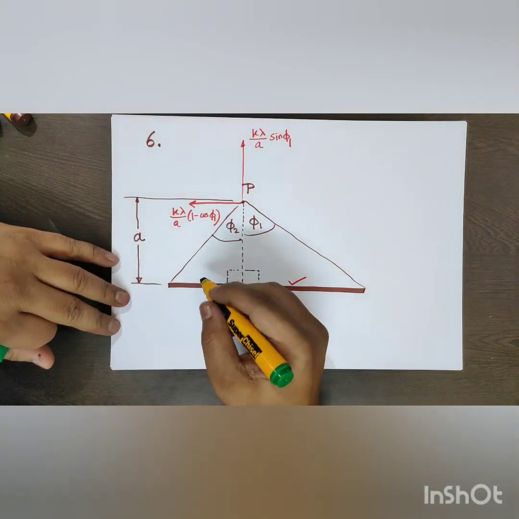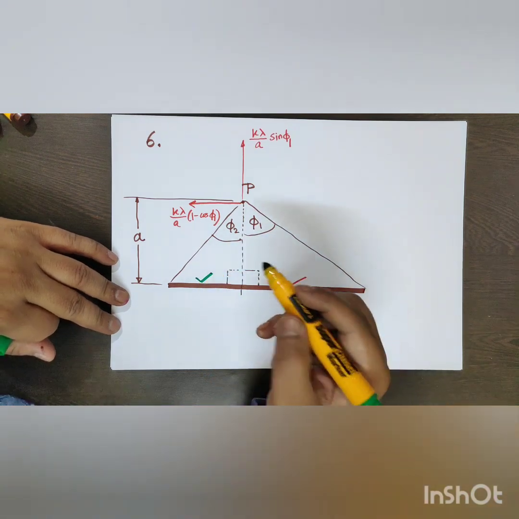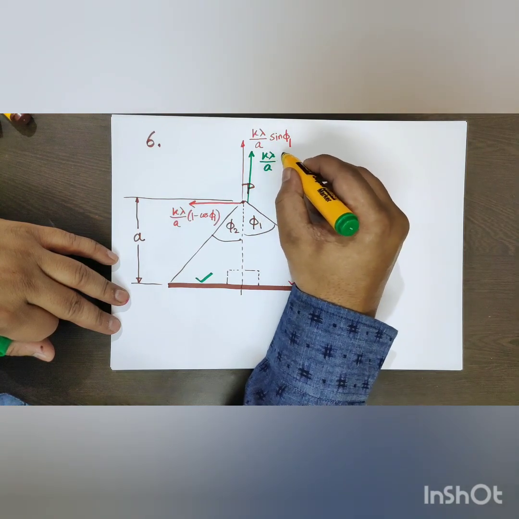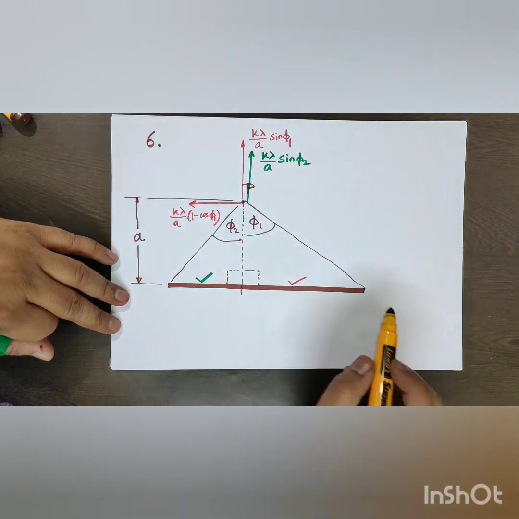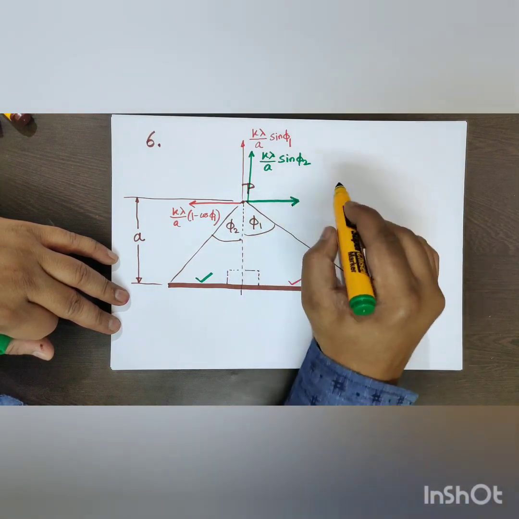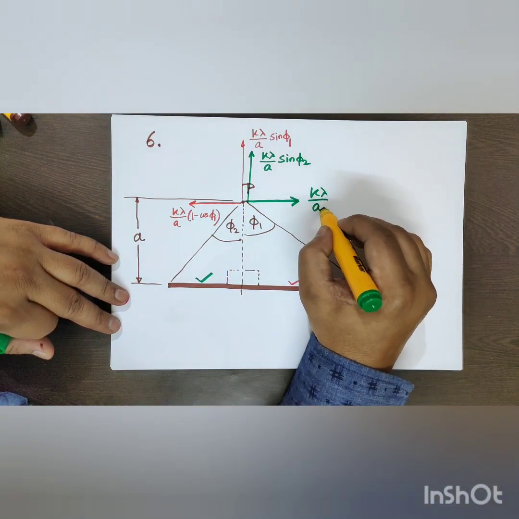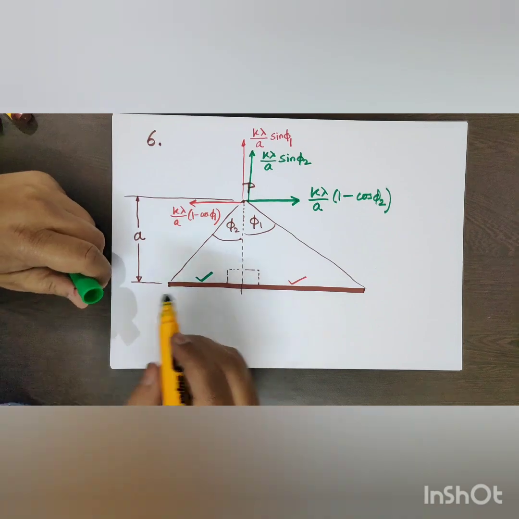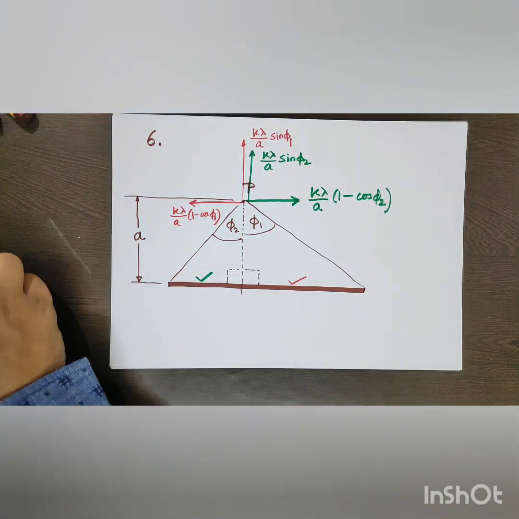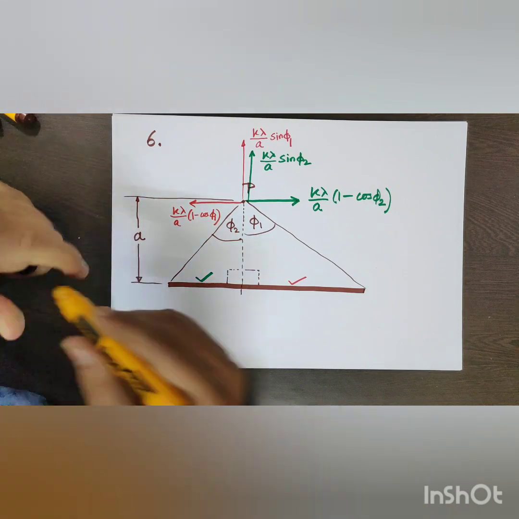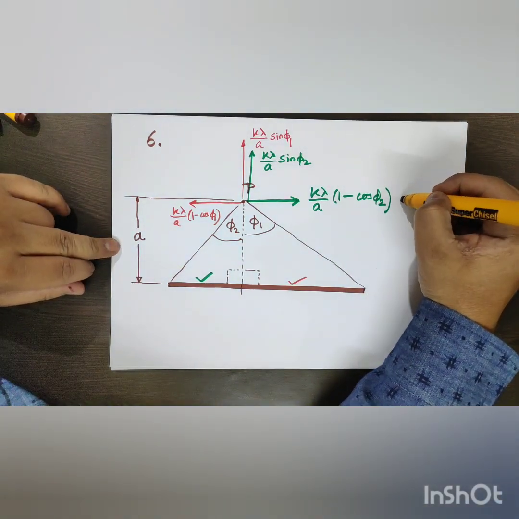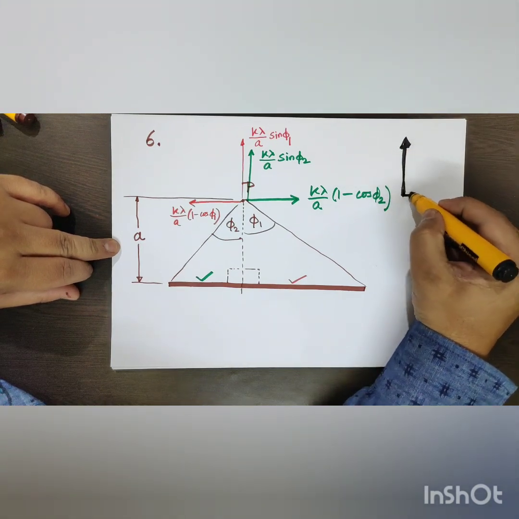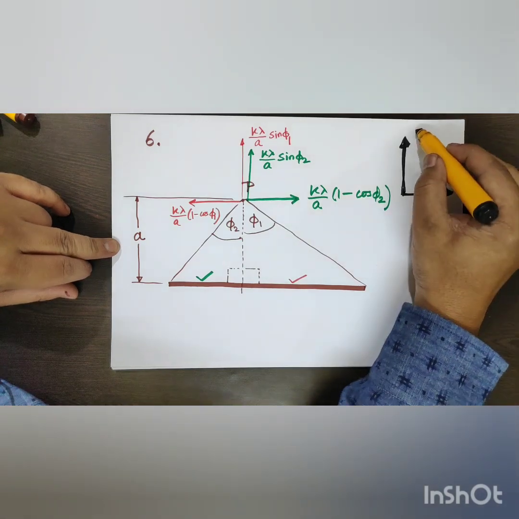Now this green side, let's take this green side, this is kλ/a sin φ2, and this is kλ/a (1 − cos φ2), okay. So let's calculate the resultant field along these two directions. So this and this, so I will consider this as Ey and this is Ex.